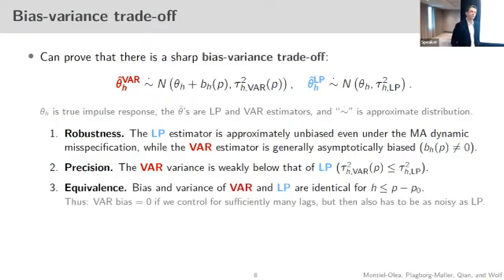Remember how I allowed for P to be distinct from P0. Suppose, first of all, for a second, P was equal to P0. Then you can show that the VAR bias is going to be 0 on impact, but also its variance is going to be identical to LP. They're just going to be equivalent here.